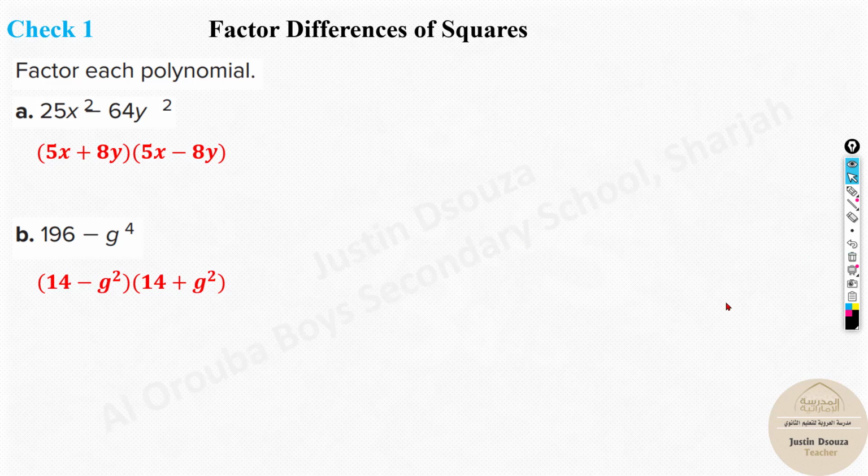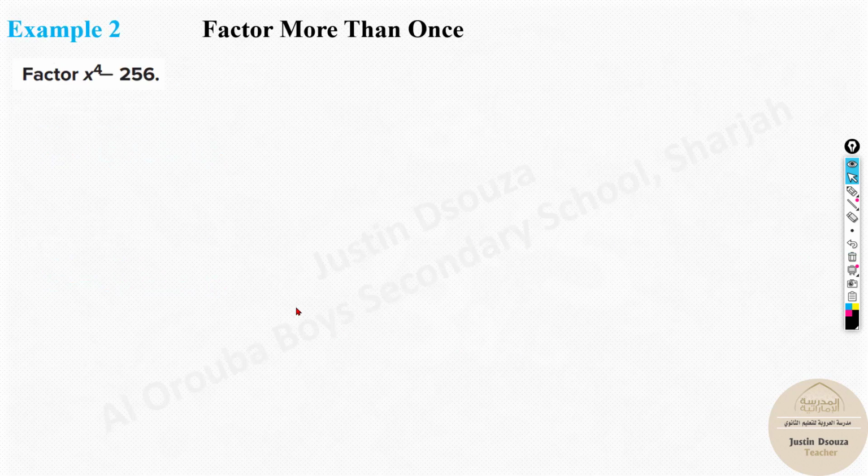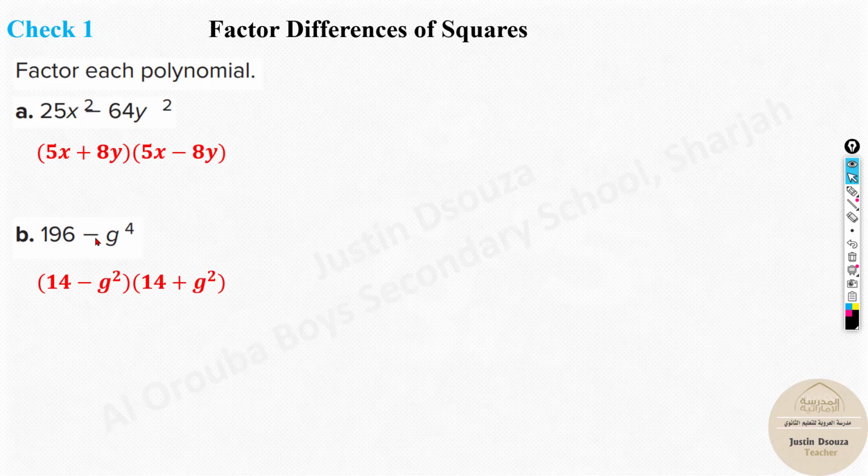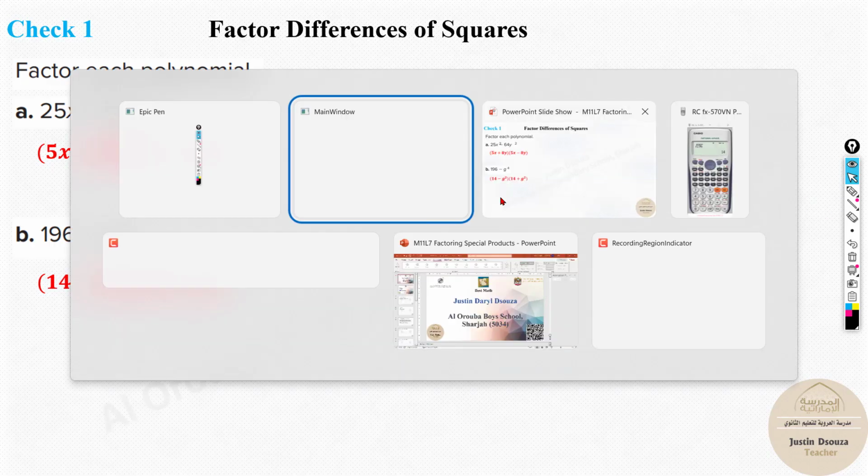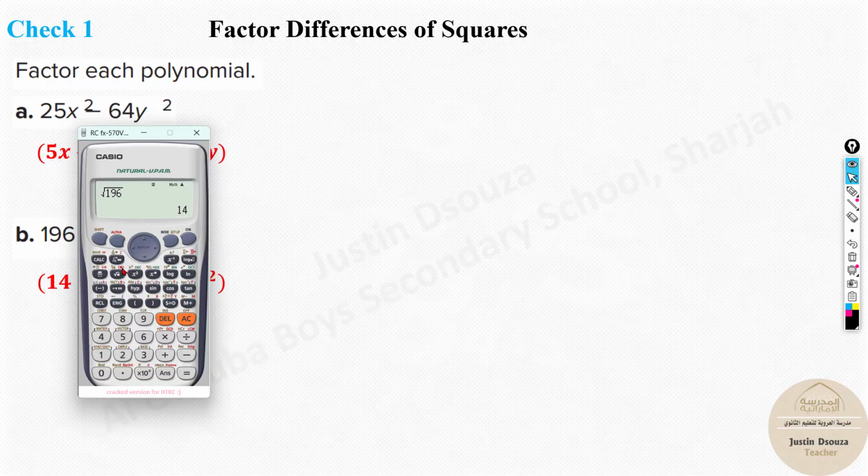So that's it. Now we will see another type of problem where you can factor more than once. Again, it's similar, but look over here. In the last problem, when we factored this, 14 is not a perfect square. You can't go further. You stop over here, because if you put 14 under the square root symbol, it's going to be some decimal, so we don't continue it further.